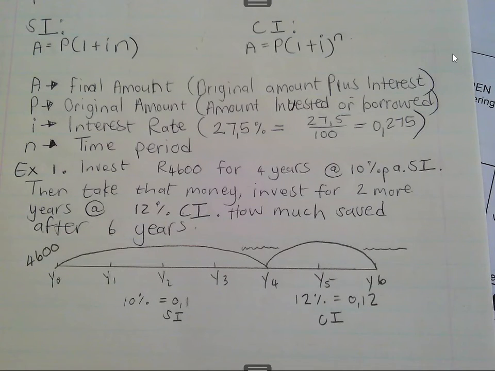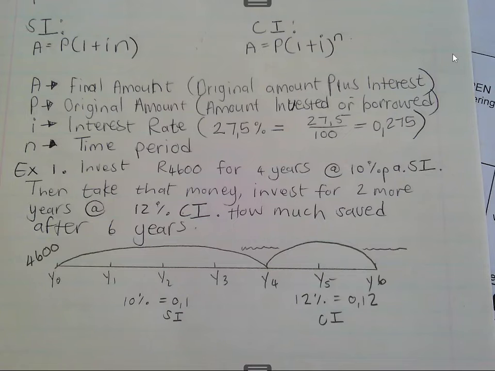Now, do you understand that when I read this question, what happened is this is one person making an investment for 4 years, and then after the 4 years, reinvesting the money for another 2 years? Do you understand it like that? Okay. That is going to be the one type of question that you're going to come across in the homework that you're going to do.